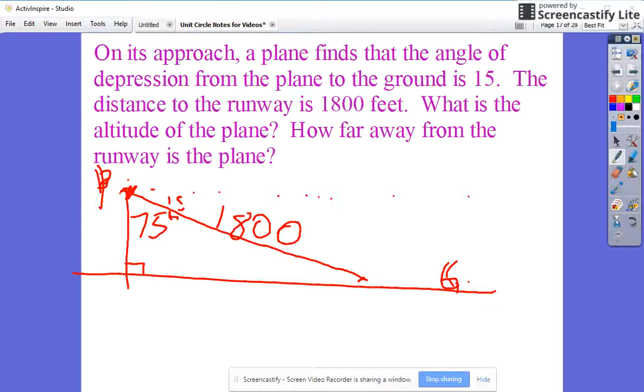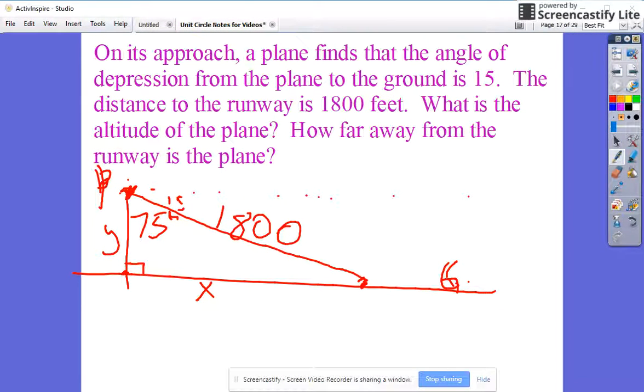So when we start looking for the different components here, we're going to be using those two pieces to build everything off of. So the first question is, what is the altitude of the plane? Well, that's asking about this value right here, y. The second question is, how far away from the runway is the plane? You might be tempted to say it's 1,800, but the implied idea here is it's the horizontal distance, in which case this is actually x. You're going from there to right there.